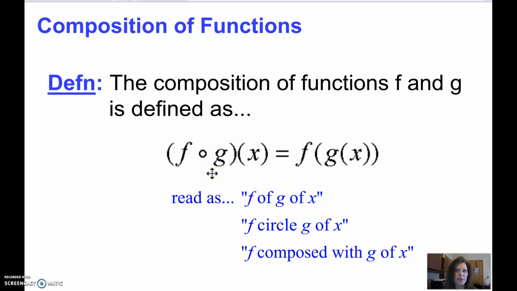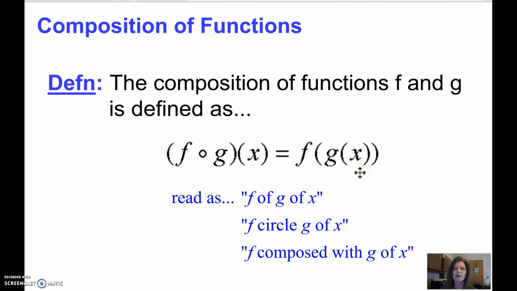Let's talk about the composition of functions. So if I have the composition of functions, I'm going to use this notation. It's f and then this circle. It's not a filled in dot. It's not the same as multiplication, but it's an open circle. F circle g, that means find f of whatever the g of x value is.